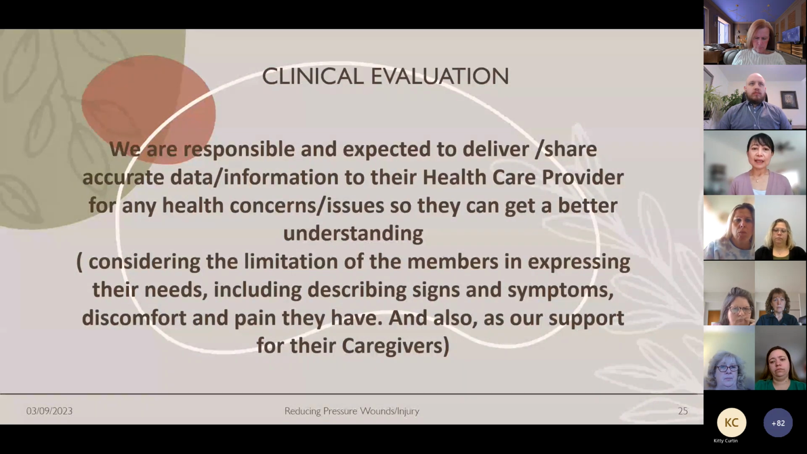Considering the limitation of the members in expressing their needs, including describing signs and symptoms, discomfort and pain they have, and also as our support for their caregivers. Next slide.